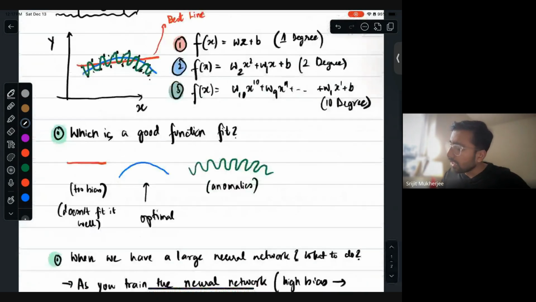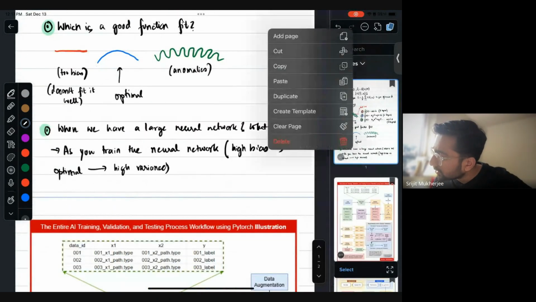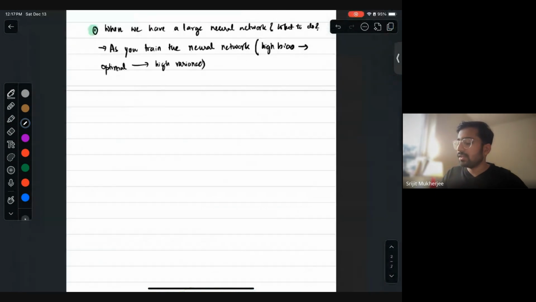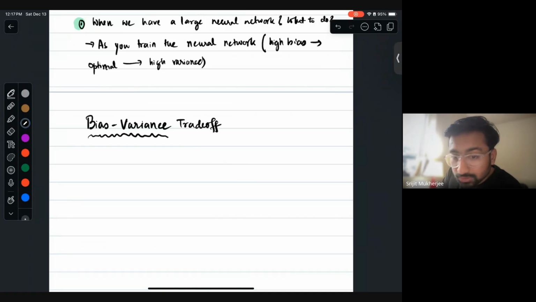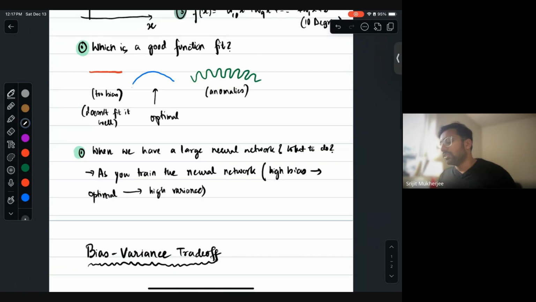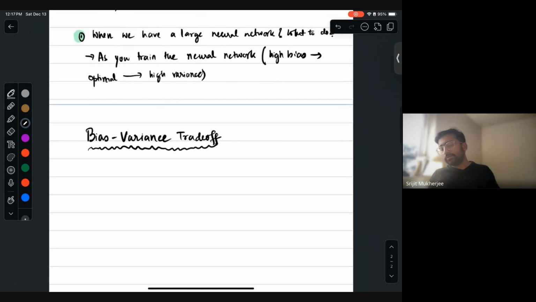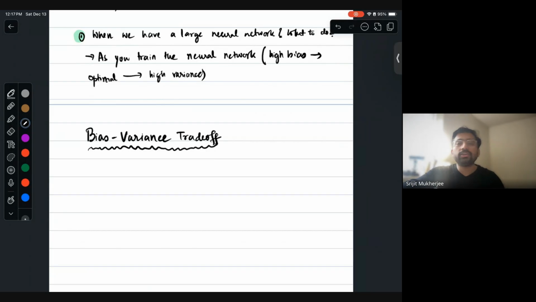Okay. So this leads us to the idea of something called the bias variance trade-off. So what is a bias variance trade-off, guys? The bias variance trade-off is nothing but we have to understand that we have to actually measure.